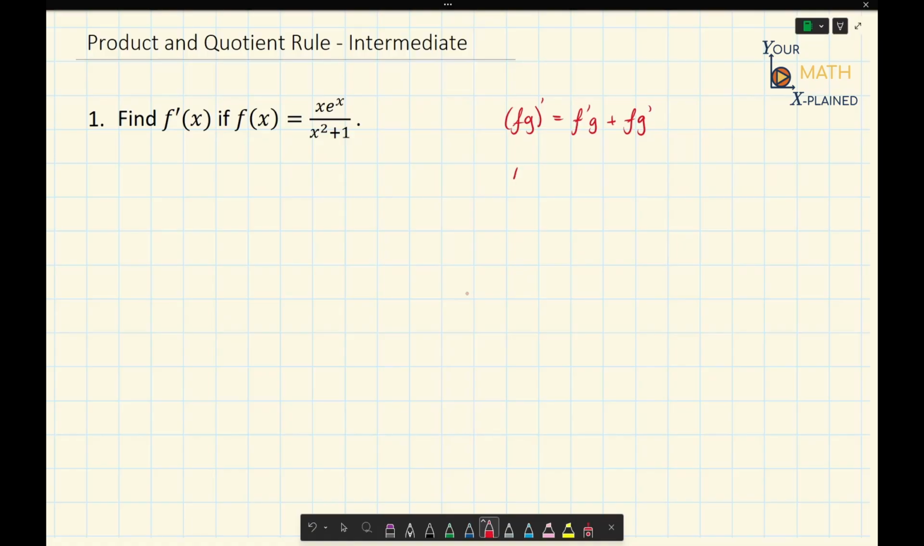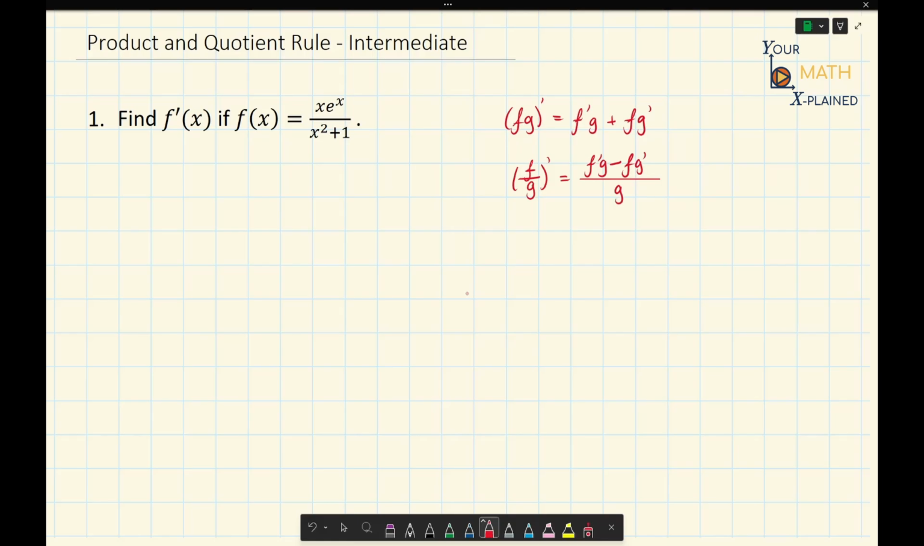Our quotient rule says that if we have f divided by g and we want to find the derivative, that is going to be equal to f prime g minus f g prime, and then we're going to have that over g squared.